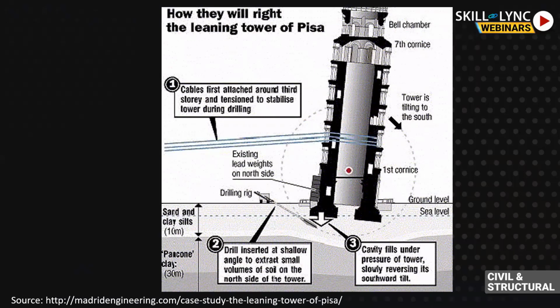And finally, around the year 2000, it was decided that soil extraction would be the method to correct the inclination. It was found that the inclination needed to be corrected by at least 10%, since by the time people started taking this seriously, the inclination had reached 5.5 degrees towards the south side in 1990. Okay, so it was decided that soil extraction would solve the problem.